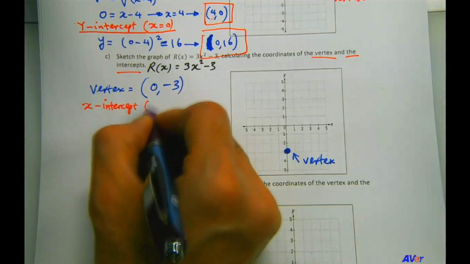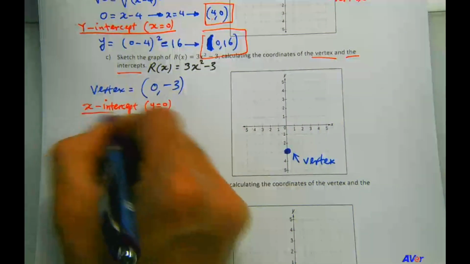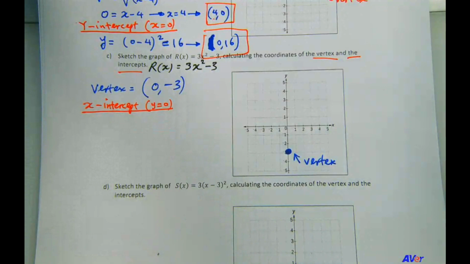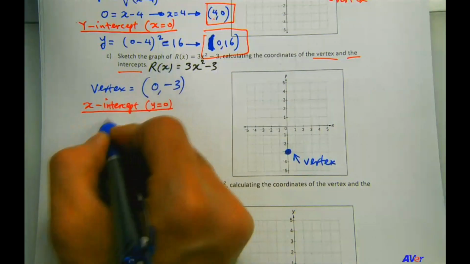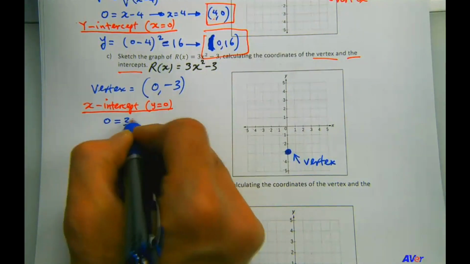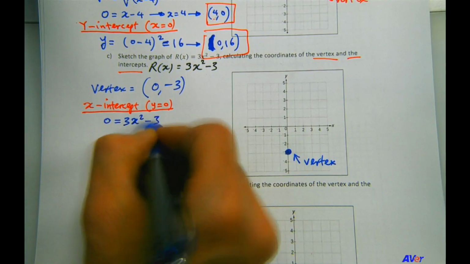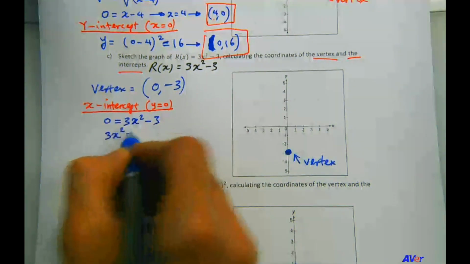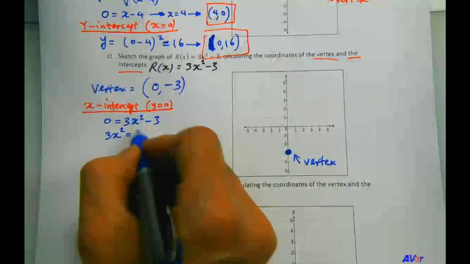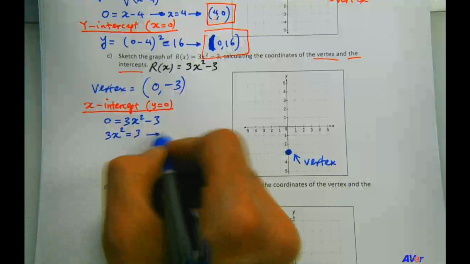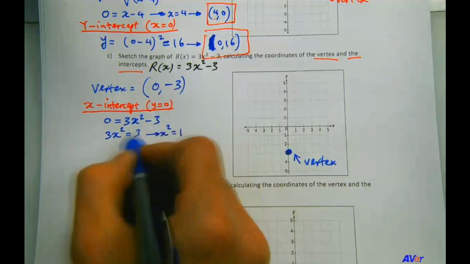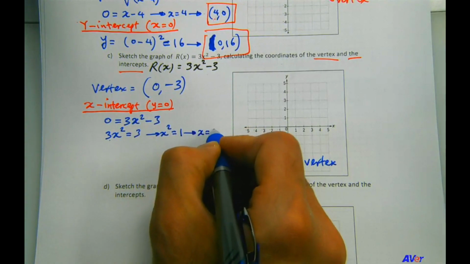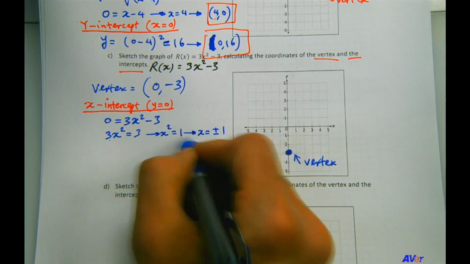The x-intercept is when y equals 0. And that is when r of x equals 0, right? 0 equals 3x squared minus 3. Then let's solve this for x. 3x squared equals 3. And then x squared equals 1, right? 3 divided by 3 is 1. And then x equals plus or minus 1 by the square root property.